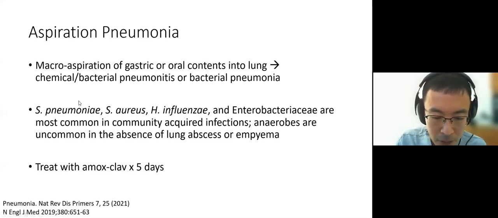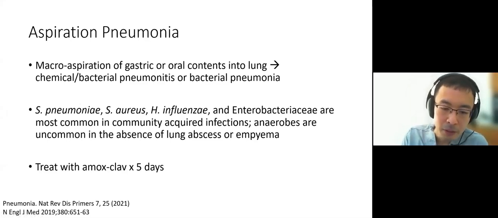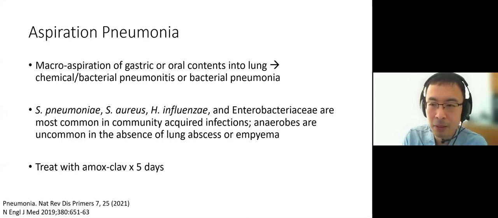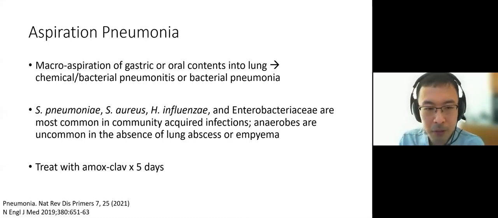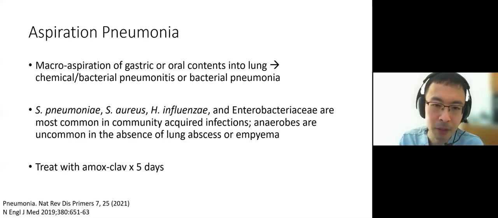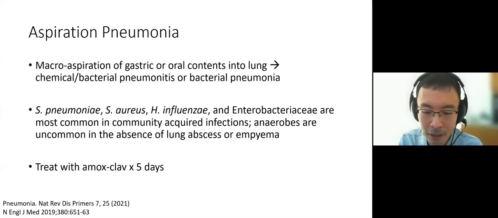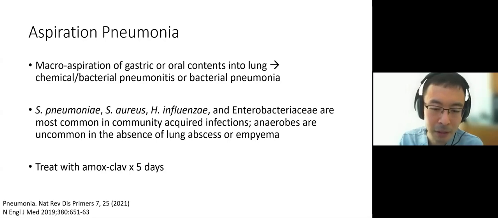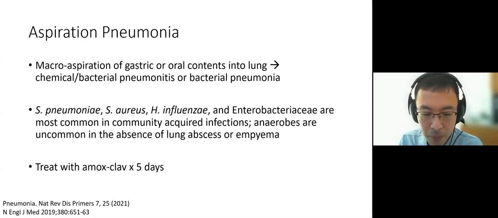So just briefly on aspiration pneumonia. Microaspiration of oropharyngeal secretions is normal in healthy people during sleep, and this is the mechanism that leads to pneumonia in the first place. So when we talk about aspiration pneumonia, we refer to macroaspiration of gastric or oral contents into the lung. So this can lead to either a pneumonitis or a bacterial pneumonia.